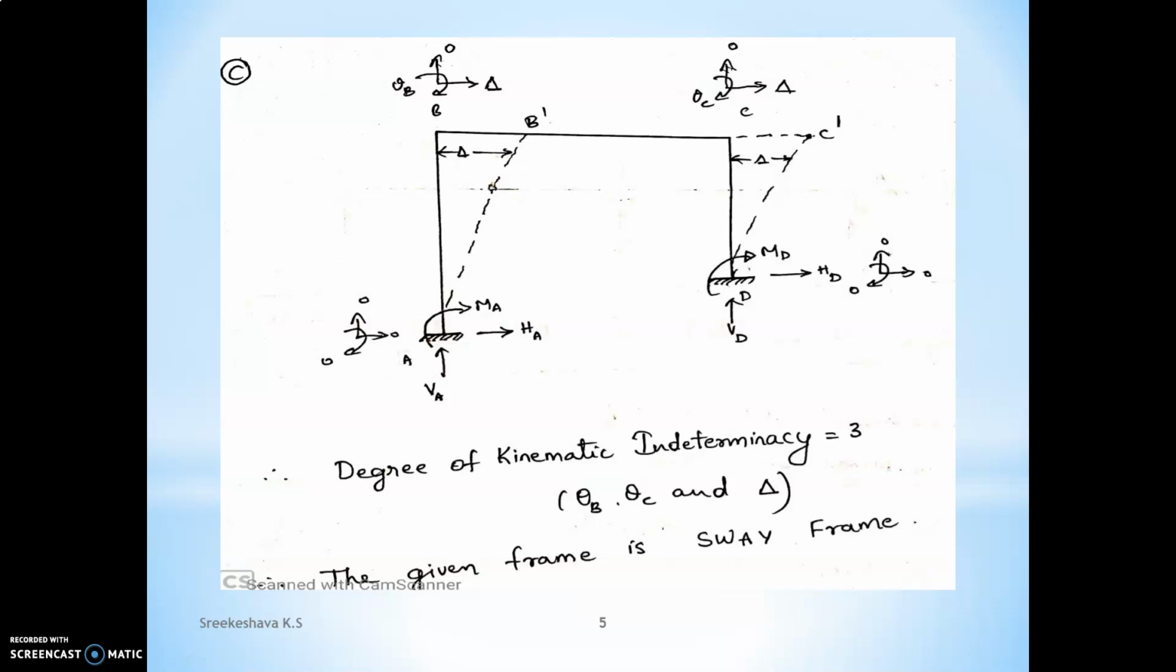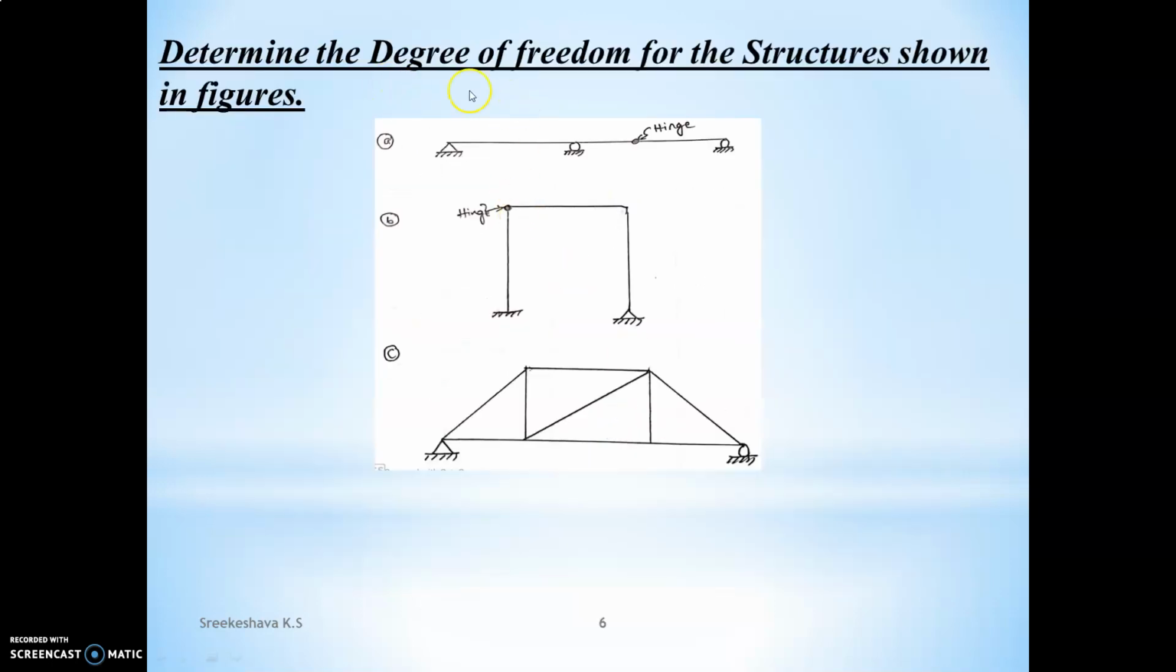Okay, now let us move on to some important problems, like if I impose some extra conditions like internal hinges to the beam, to the frame, and also in trusses. If a truss is given, how to compute the degree of freedom, all in the next problem. Determine the degree of freedom for the structure shown in the figure. Here I have imposed one extra condition in the form of an internal hinge. Here also I imposed an internal hinge. How to compute the degree of freedom for these kinds of structures?